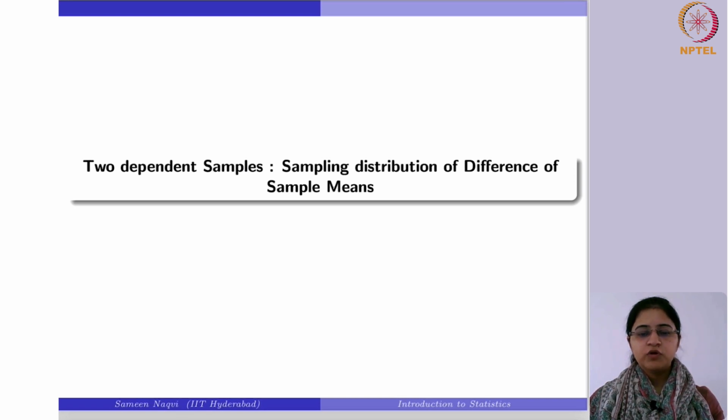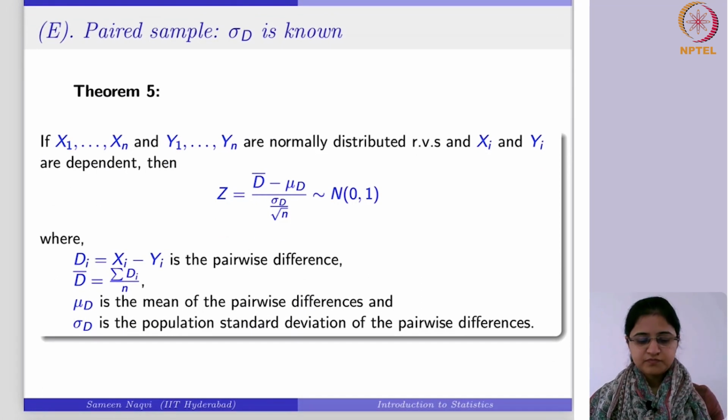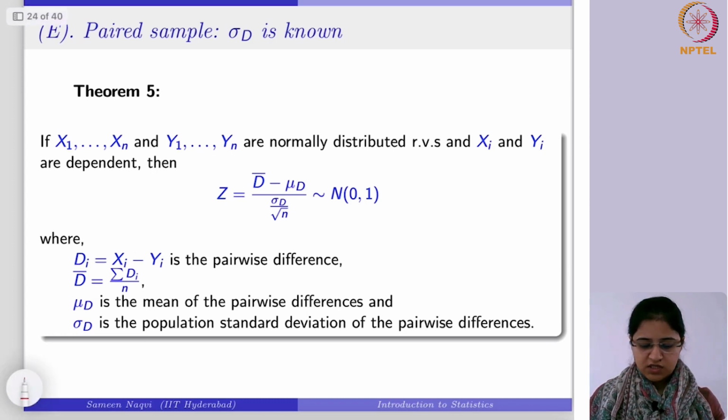So we want to see now how the sampling distribution would vary. So far we have focused on independent samples, so now we will focus on the dependent sample. The first result in this criteria is when the standard deviation is known to us. In this case, sigma d, which is the population standard deviation, is known.